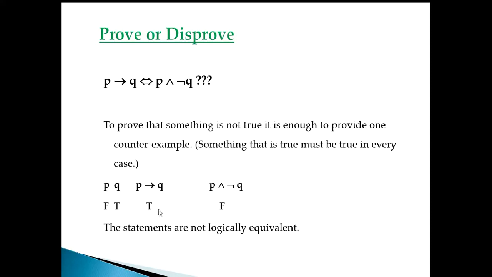Suppose you can make all four rows, but if one row does not satisfy this condition, it fails. The equivalence condition in the truth table is that all truth values must be identical. But here, if we take false and true, this becomes true and this is false, so both are not the same. So we say that this is not equivalent to this statement. Clear how to prove logical equivalence by the truth table and by the laws?